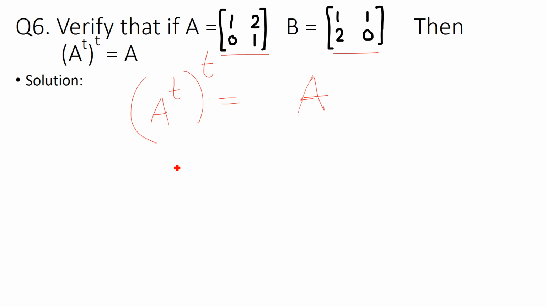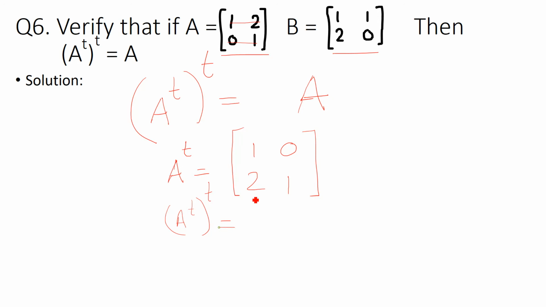So A transpose, first you have to find the A transpose, the inside of this parenthesis. So this is the A. I told you this is one row, make it a column: 1, 2. This is the second, make it 0, 1. This is A transpose. Now whole transpose, right? A transpose, whole transpose. Now you have to make the transpose of this, not the original A. See, A transpose, then whole transpose.